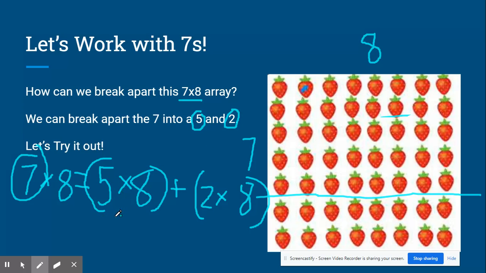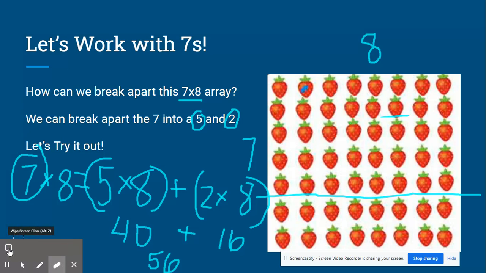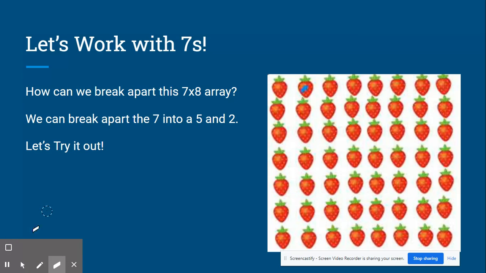5 times 8 is what, boys and girls? Very good. You should have said 40. And 2 times 8 is what, boys and girls? You should have said 16. And then when you combine these, there is no regrouping. 40 plus 16 is 56. Excellent job. Let's keep moving forward. And now you get ready, because you're going to do the next one on your paper.